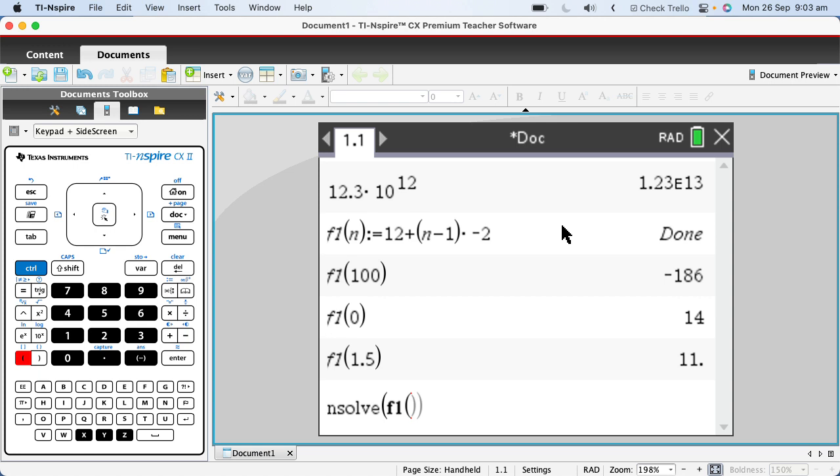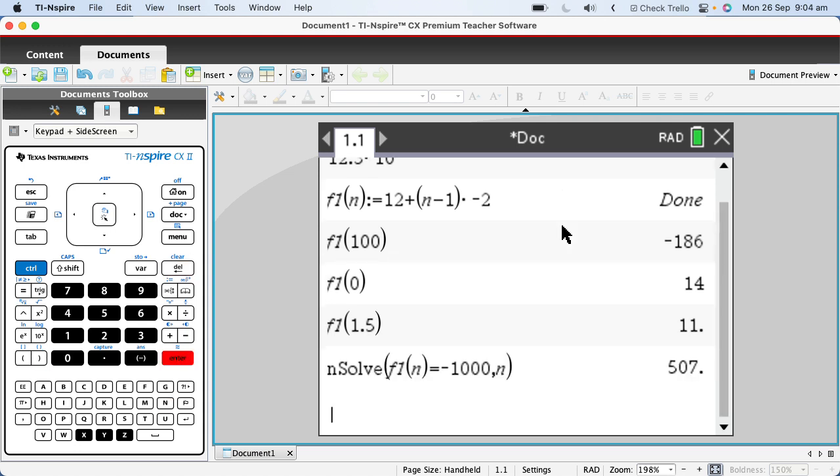f1 of n equals, which term? When does the term get below negative 1,000? Something like that. You could do that. Comma n. Oh, I didn't mean for that to be accurate. So there you go. So it would be the 507th term when it gets to negative 1,000. So you can use things like that. And of course, you could graph it if necessary as well.